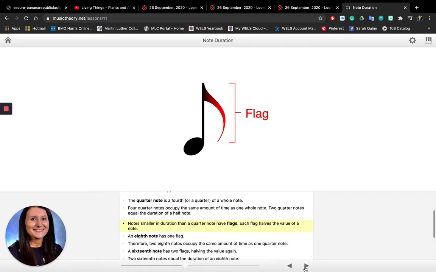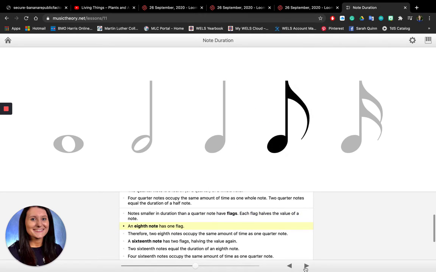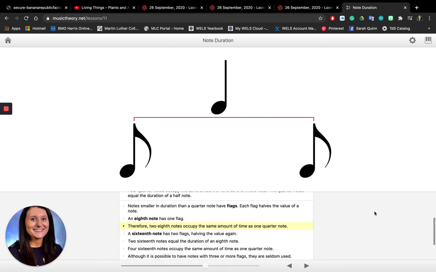Notes smaller in duration than a quarter note have what is called a flag. Each flag halves the value of a note, so it splits it in half. So an eighth note, as you see here, has 1 flag on it. Therefore, 2 eighth notes occupy the same amount of time as 1 quarter note.